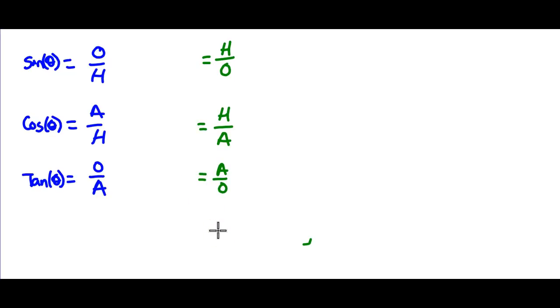So these are what we call, remember when we flip a fraction, a fancy math word for it is to take the reciprocal of it. And that's where we get these reciprocal ratios. And they have special names also. So those names are cosecant, secant, and cotangent.